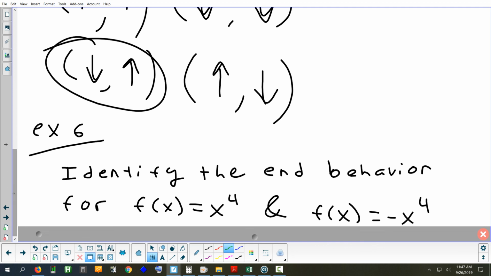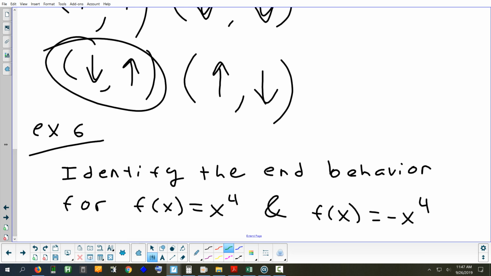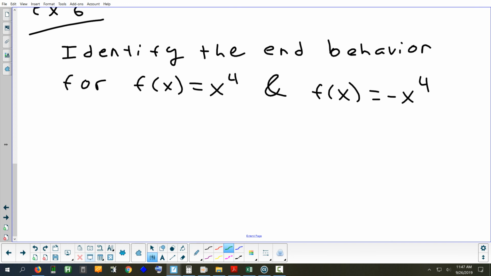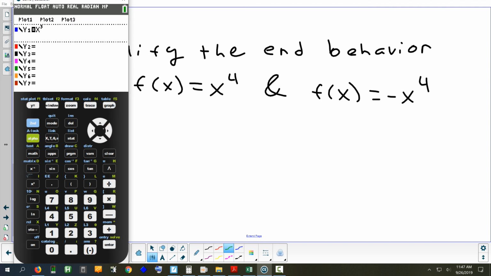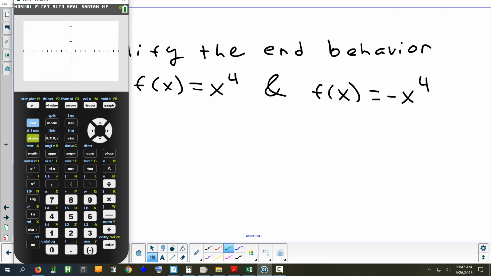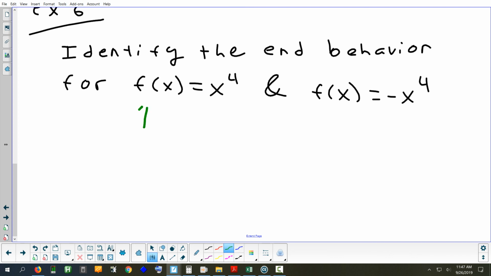So let's see if we can just identify the end behavior in this one. And then I'm going to show you a little chart, a little pattern. Show you y equals x to the 4th. So now instead of x cubed, we're just going to change it to a 4th. Does anyone have a guess before we graph it? They're both going to be up. Yep, they're both going to be up. It's going to look kind of like a parabola, but a little flatter on the bottom. So this one is up, up.